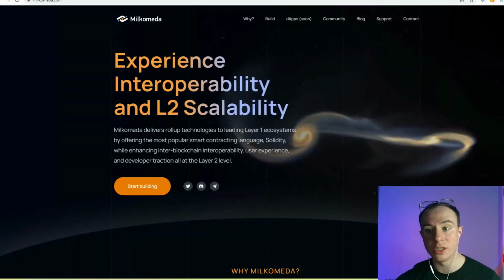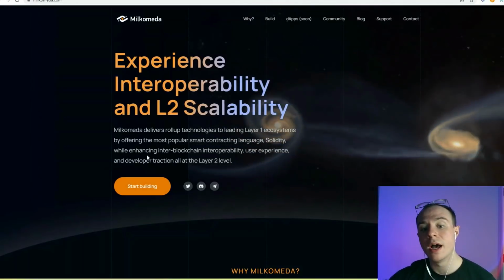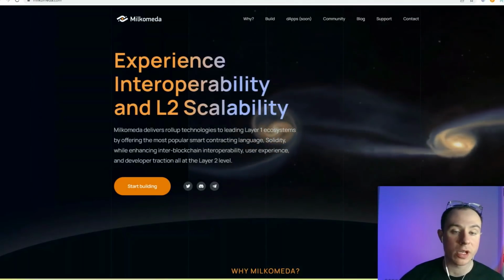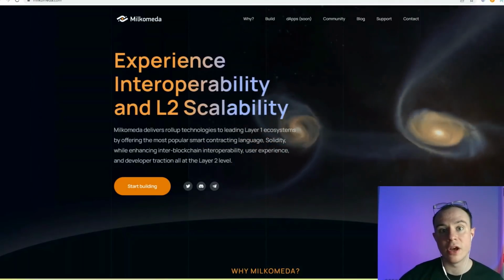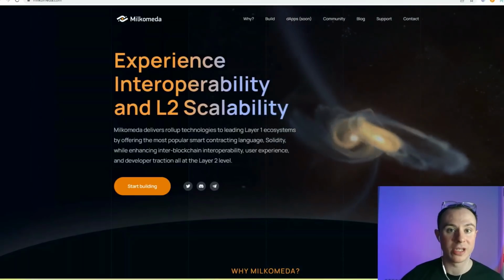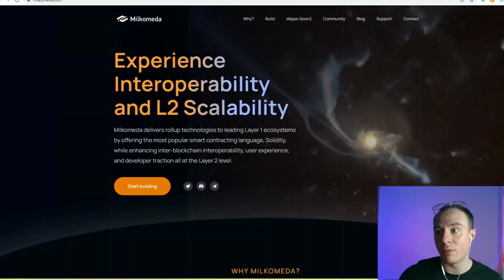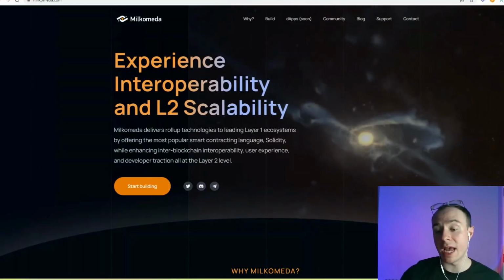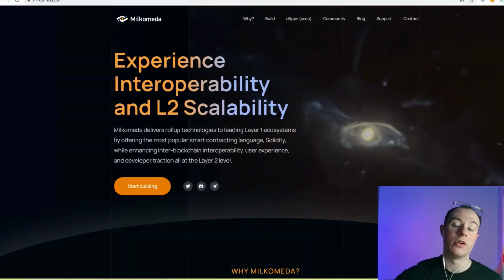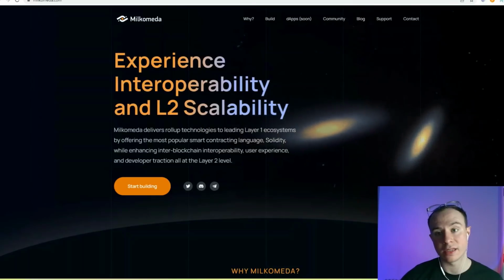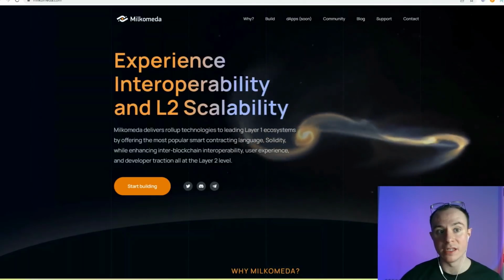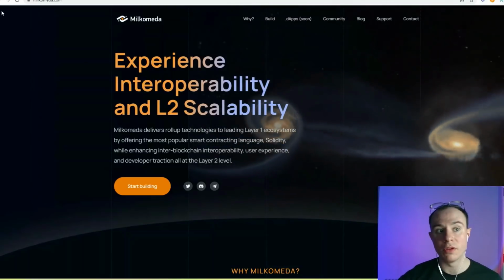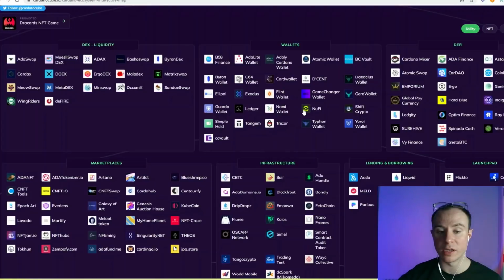I really like what Milkamedia are doing. They're very involved with DC Spark, so this is something I'm very excited about. I think this is going to be huge. It's going to bring Cardano to the EVM realm, to the Solidity realm, and it's going to be able to interact with other blockchains. I think that in itself is absolutely amazing. This is just one of many things taking place within the Cardano ecosystem.